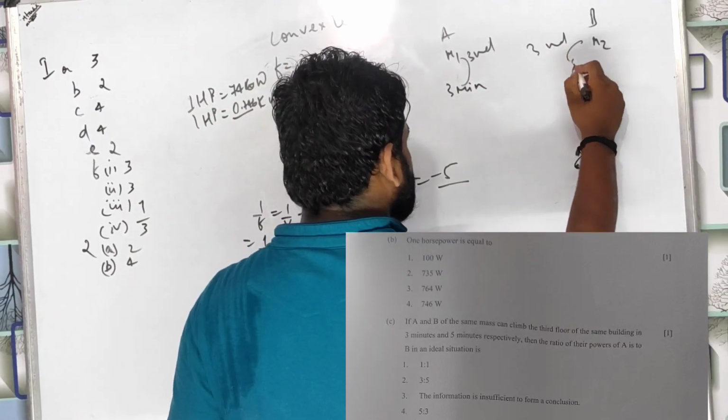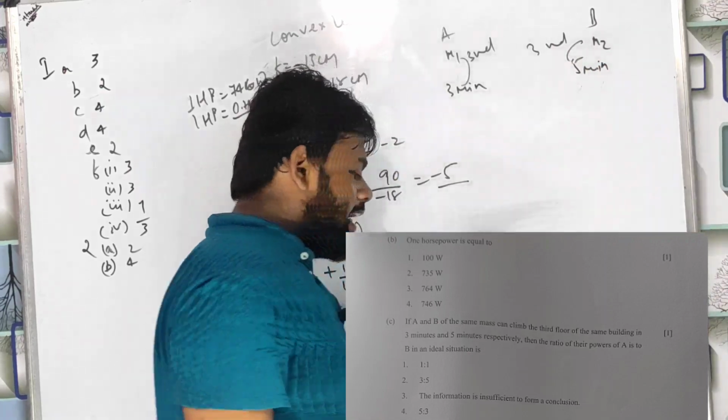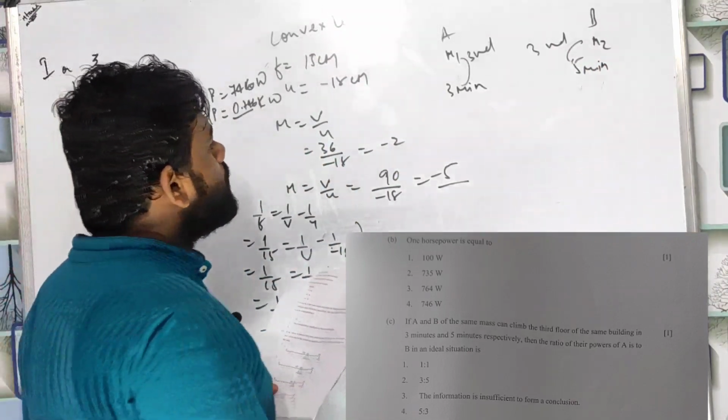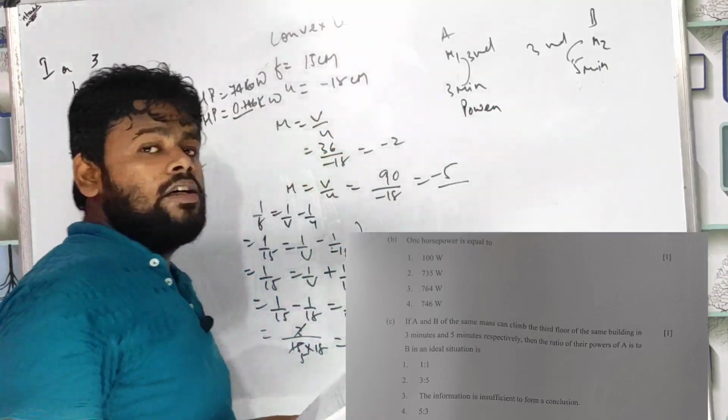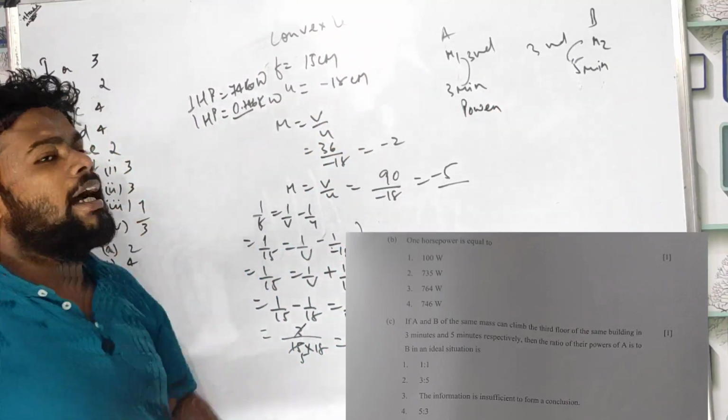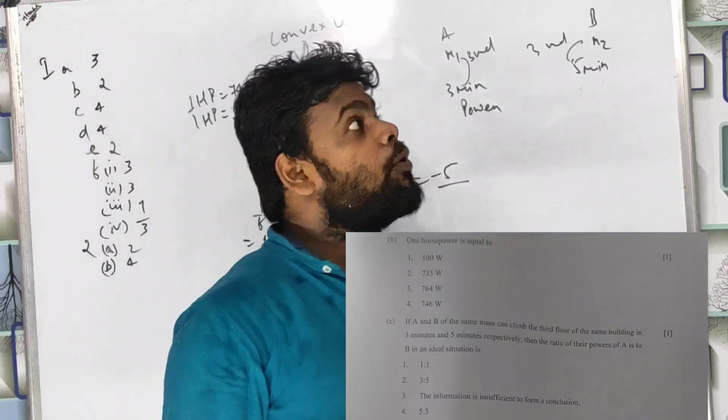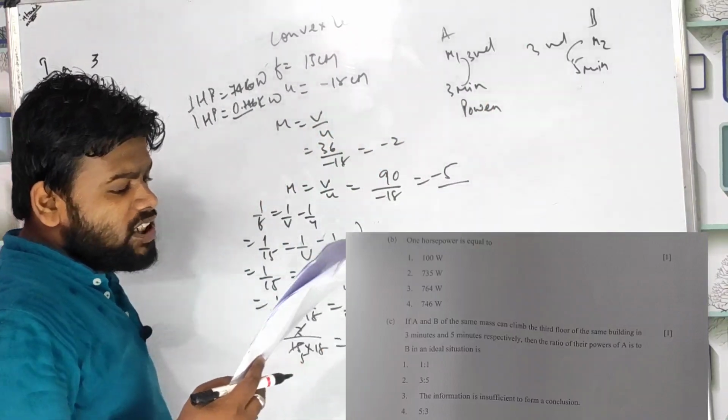The ratio of the powers. Here you have to find the ratio of the powers. So power equals, as you know very well, work done upon time, right? तो यहाँ ऊपर जा रहा है तो work done क्या होगा? mgh.